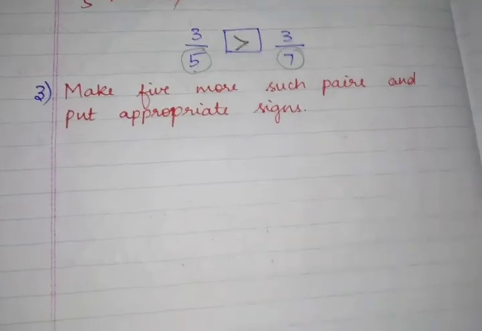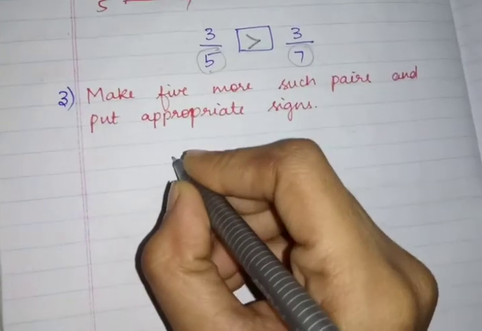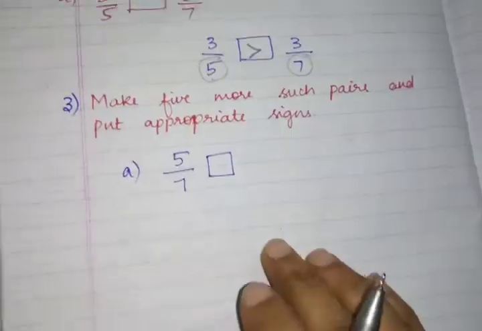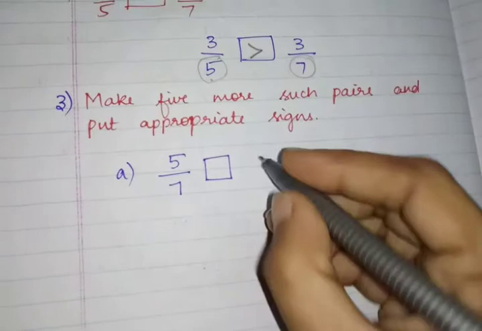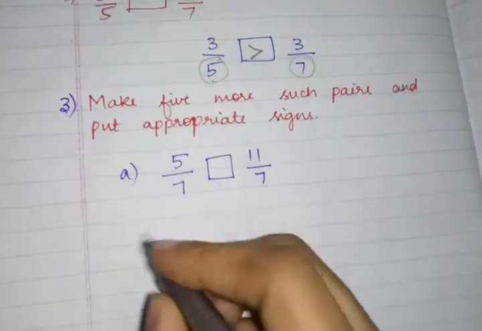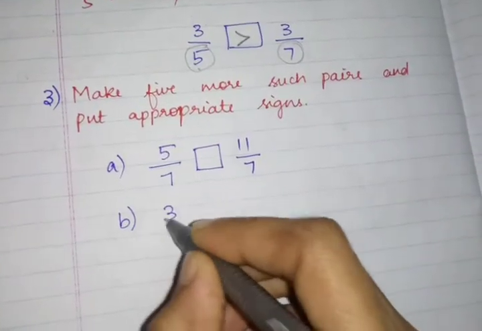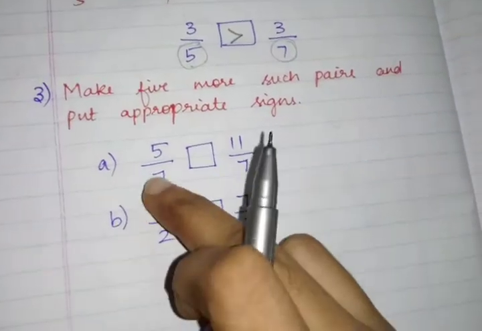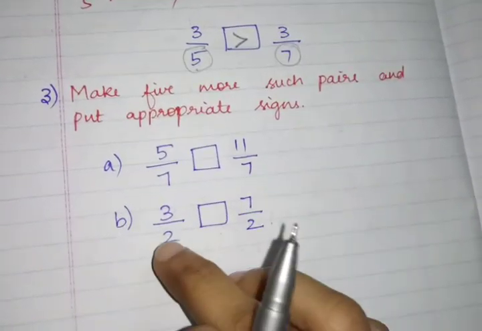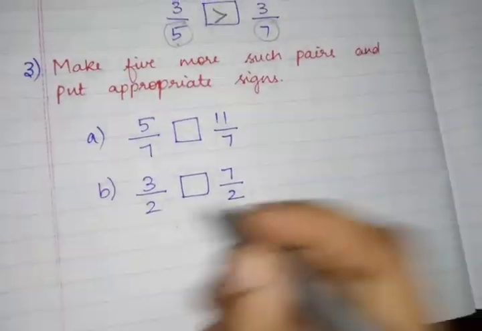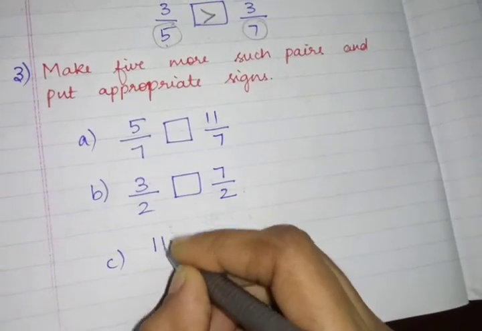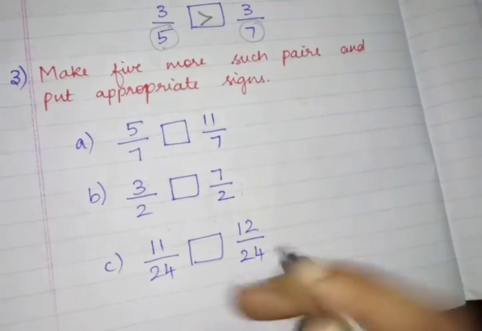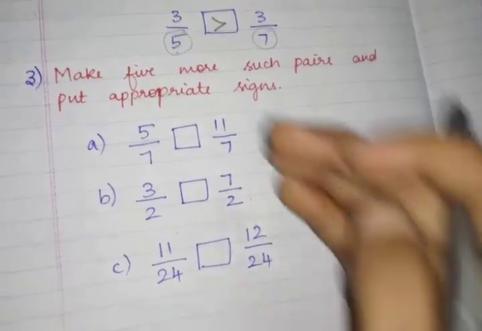So first I'll write the questions. First, 5 by 7, 11 by 7. Next, B problem, 3 by 2, 7 by 2. See, in this both denominators are the same. C: 11 by 24, 12 by 24. Both have the same denominator.